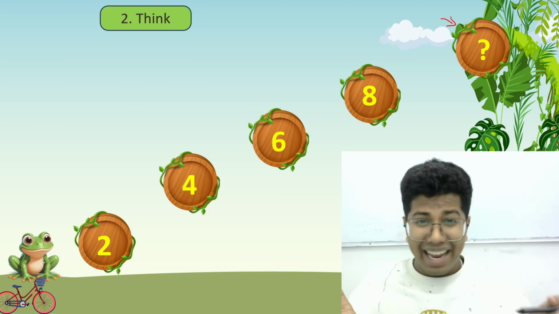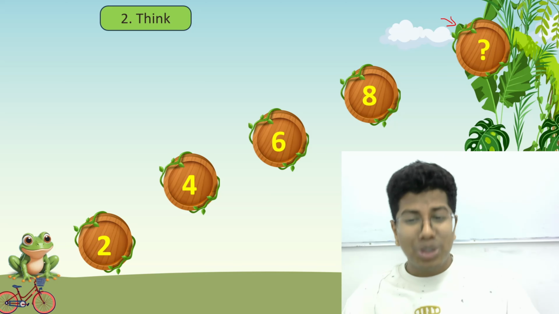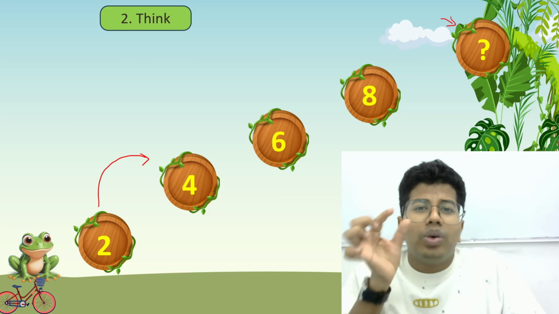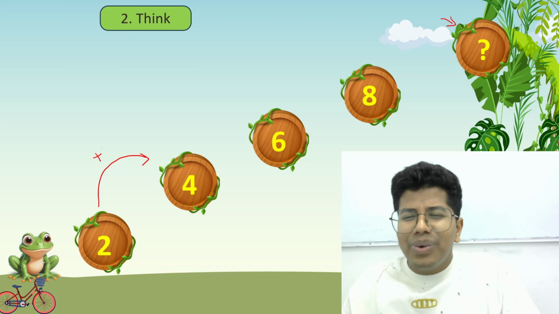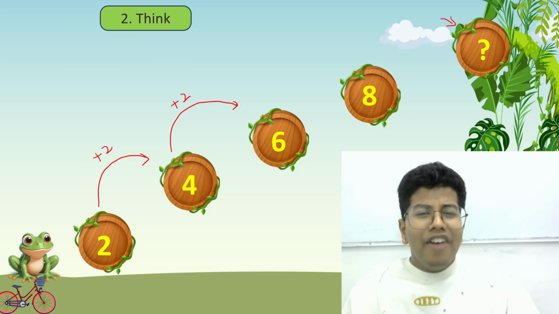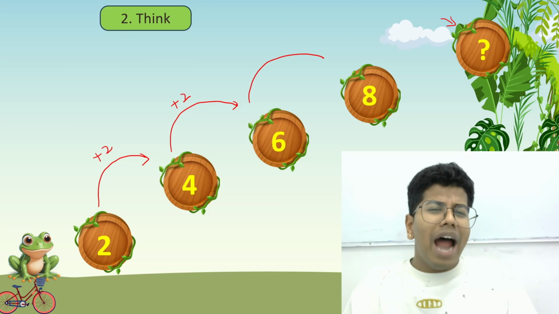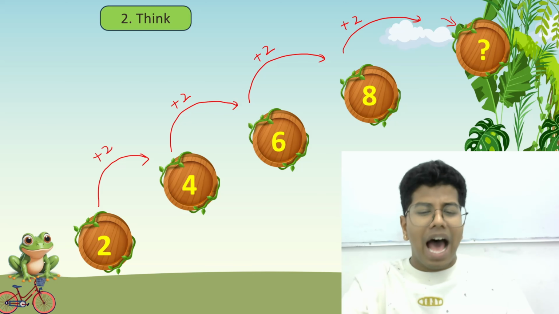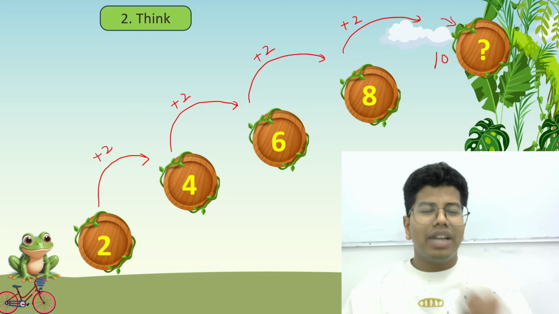But why? Perfect. We can observe this is 2. And from 2 to 4, how much do I have to add to get 4? Just 2. Perfect. Now in 4, how much to add to get 6? Again just 2. From 6 to 8, how much to add? Again 2. And in 8, how much to add? Just 2. And 8 plus 2 is nothing but 10 here. So I can just write down 10 in here.